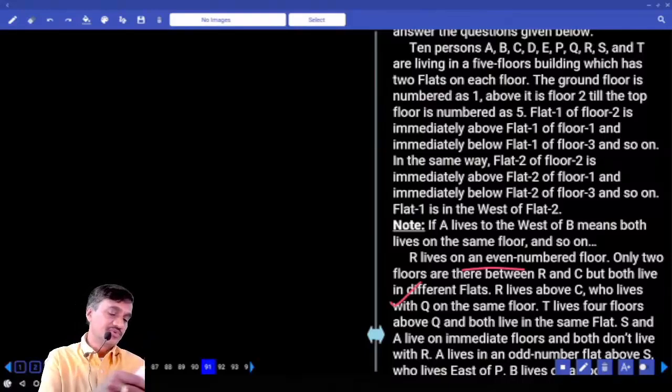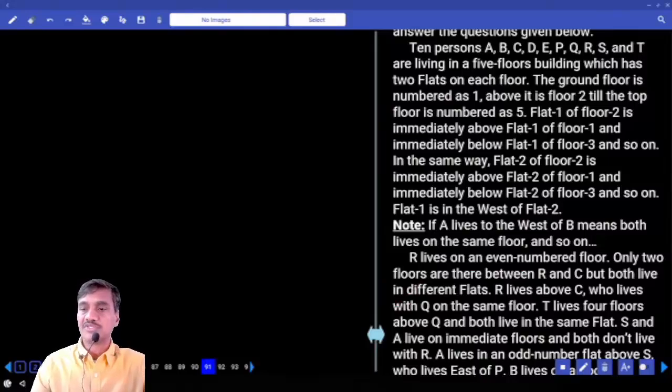91 to 95, what is the information given? Now it is based on floors. Now 10 persons are living in a building with floors numbered 1 to 5 till the top, and so on.